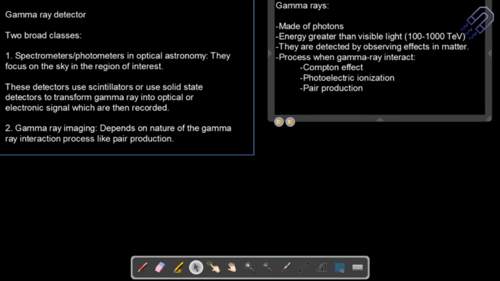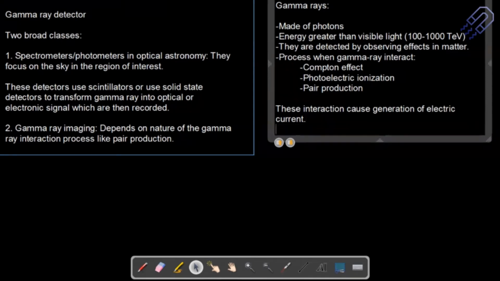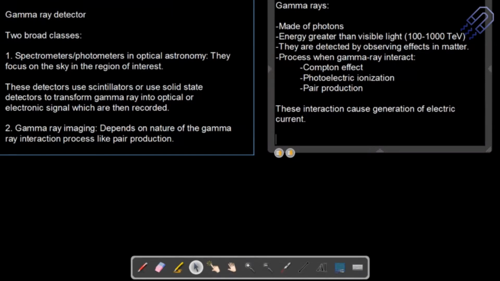So this interaction will cause a generation of electric current. This is important. So we will get a signal in the form of electric current, and that will be what gives you that current.